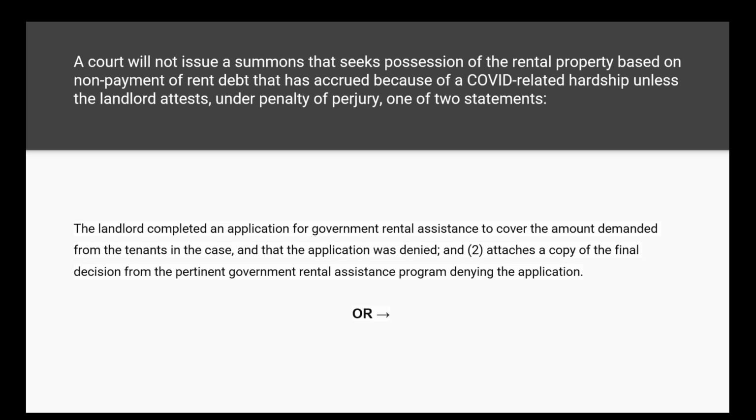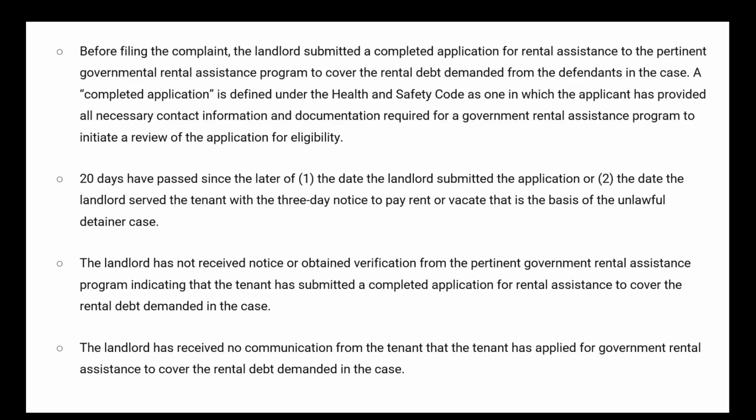For instance, a tenant doesn't meet the necessary criteria to qualify for state rent relief. They make too much money. And you also have to attach a copy of the final decision denying the application. So that's before you even pursue an eviction action, you're going to have to provide this under penalty of perjury, or you have a denial of the application, or before filing the complaint, the landlord submits a completed application.